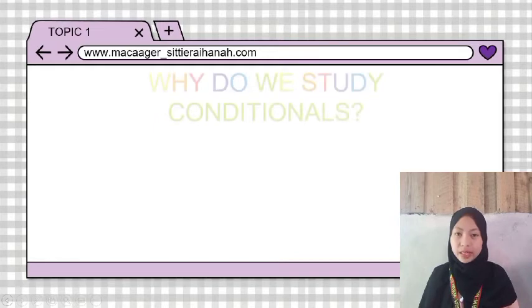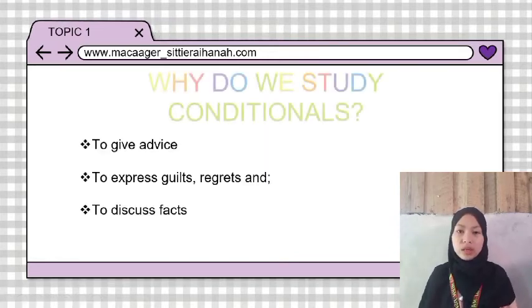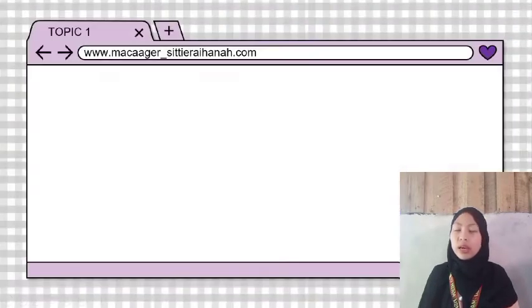Conditionals serve many purposes and take several different forms. They could be used to give advice, to express guilt and regrets, and to discuss facts, among other things. So now you have the background of why we have to study conditionals. Let's move on to the topic.